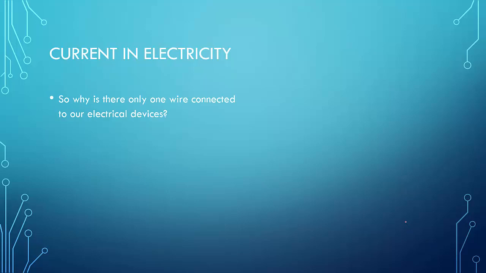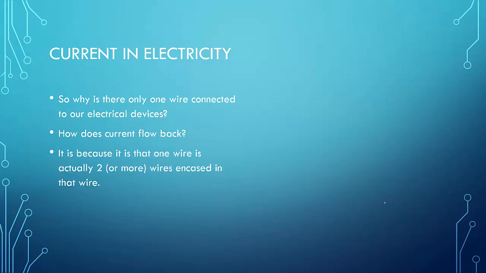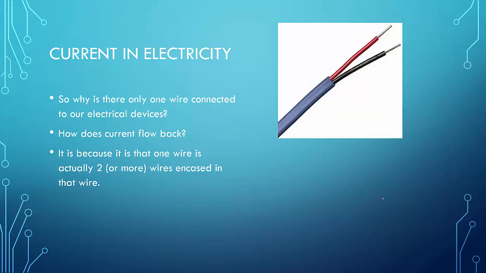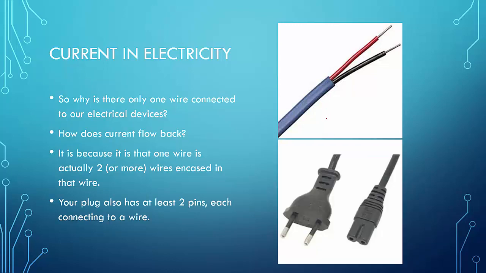So why is there only one wire connected to our electrical device? And how does the current actually flow back? It's because that one wire is actually two or more wires encased in that wire. Something like this. So this is one wire that you see outside, but actually there are two wires in there. And your plug actually consists of at least two pins which is connected to a wire. So one wire for one pin. Okay, so actually there are two wires inside. And of course this will be connected to your electrical device. So one flow in, one flow out.